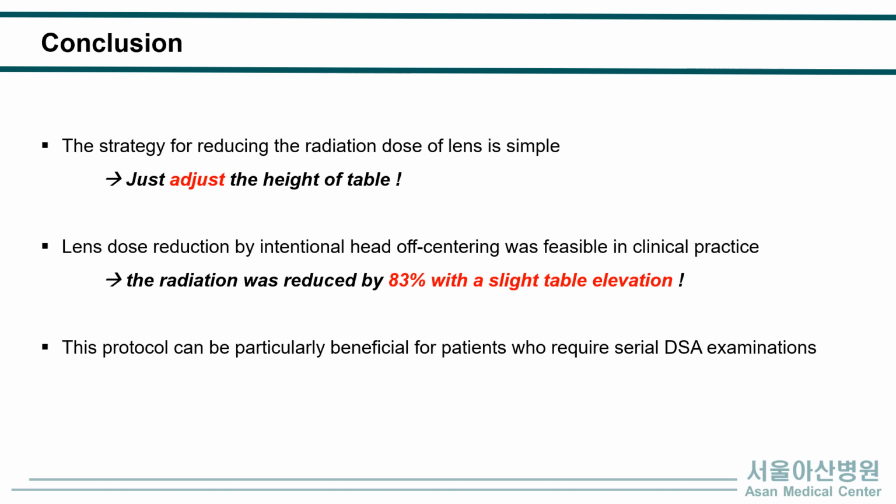In conclusion, the strategy for reducing the radiation dose of the lens is simple. Just adjust the height of the table. Lens dose reduction by intentional head-off centering was feasible in clinical practice. With subtle adjustment of table height, it would be possible to reduce the radiation dose of the lens by almost 83%. This protocol can be particularly beneficial for patients who require serial DSA examinations.